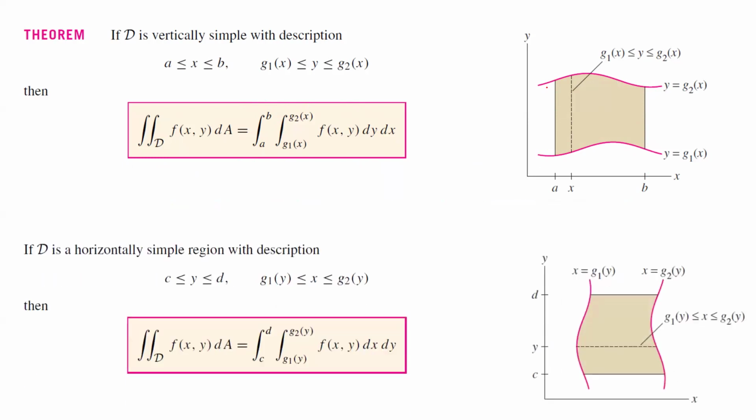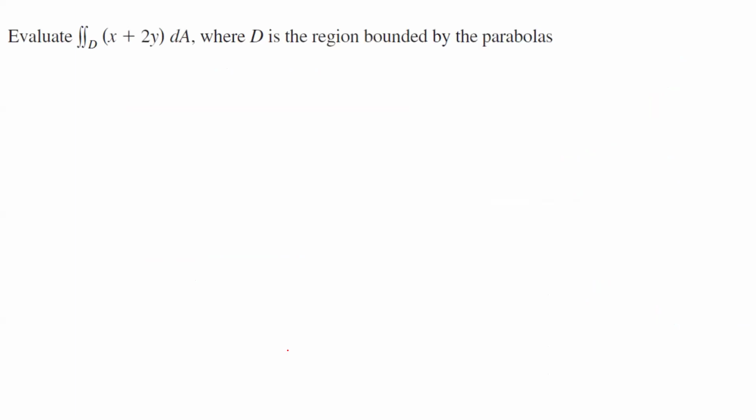In the other case, if your y is bounded between two horizontal lines, c and d, it must be your outer integral. Why? Because your inner integral has a boundary depending on y. So be careful about these two scenarios, these two cases, and the rest should be just simple calculation from your elementary calculus. Now let's take a look at one example together.